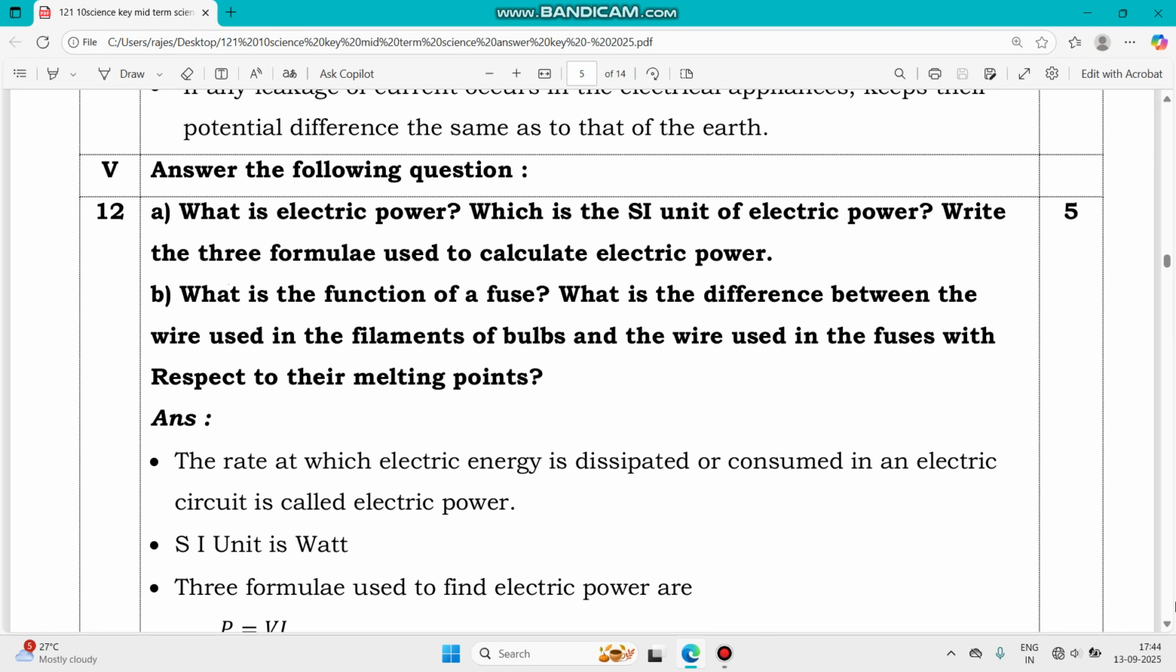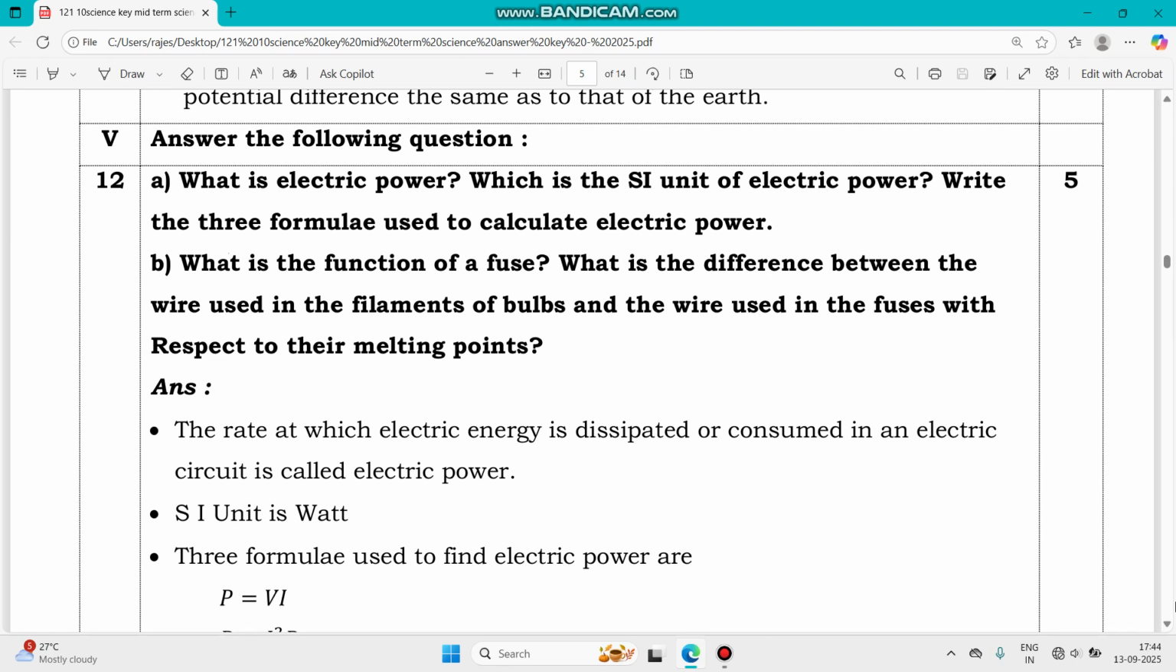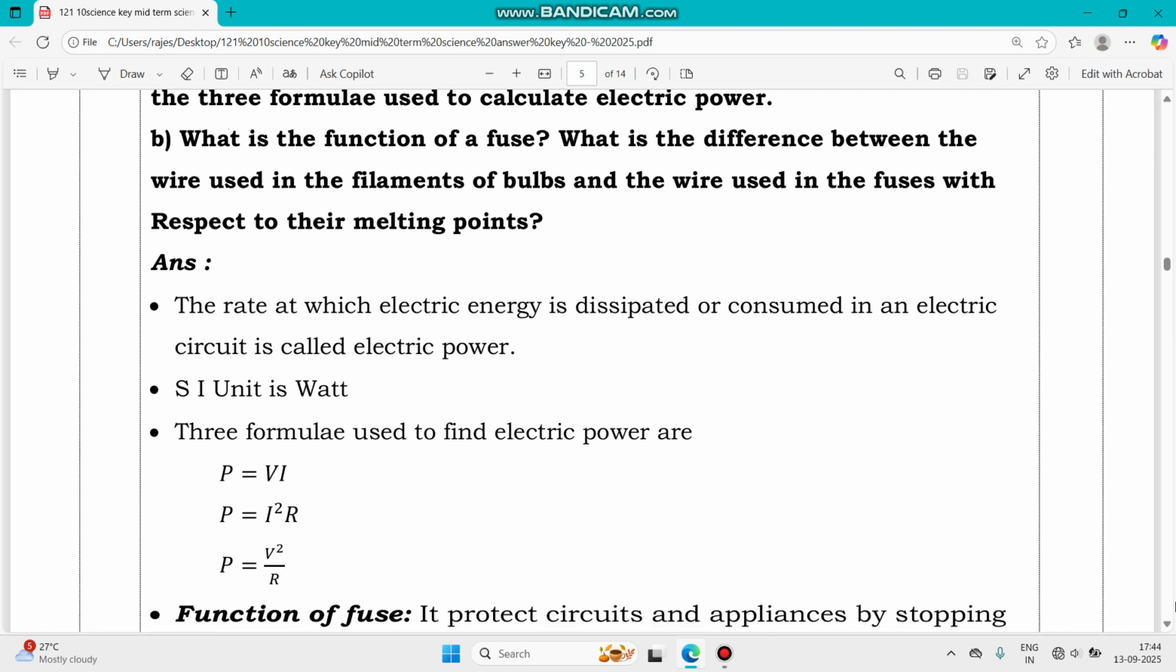So you are seeing the 5 marks question. What is electric power? What is the SI unit of electric power? Write the three formulas used to calculate electric power. So we are saying the formulas: P equal to VI, P equal to I square R, P equal to V square by R. So yeah, these are three formulas.